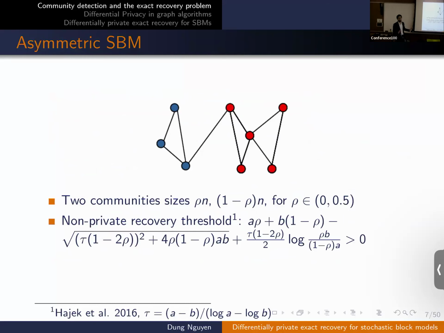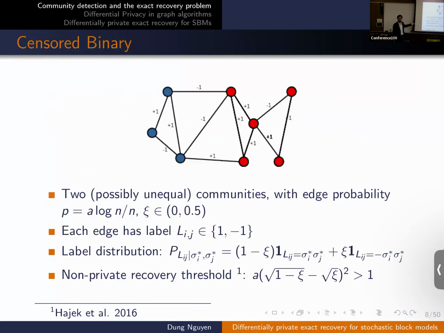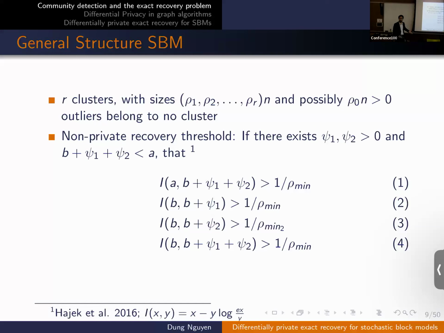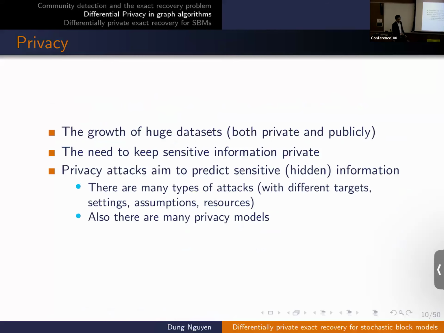So there are several other variants of the SBM. This is the asymmetric variant, when we have two unequal communities. We have the variant where there are labels for the edges of the graph, and we have the variant when we have multiple communities, and even some outlier vertices which do not belong to any community. I will talk about some aspects of the other variants in the later part of the talk. So this is some basic background about community detection in the context of the stochastic block model.